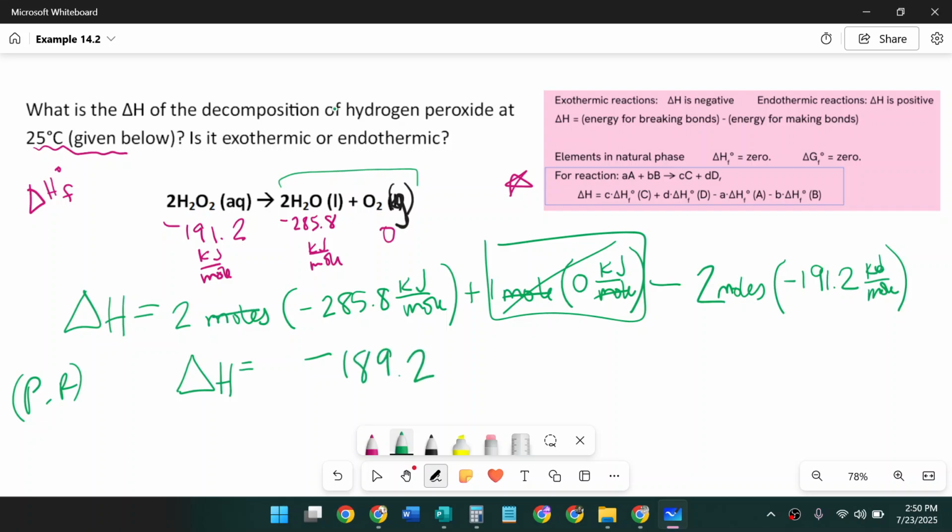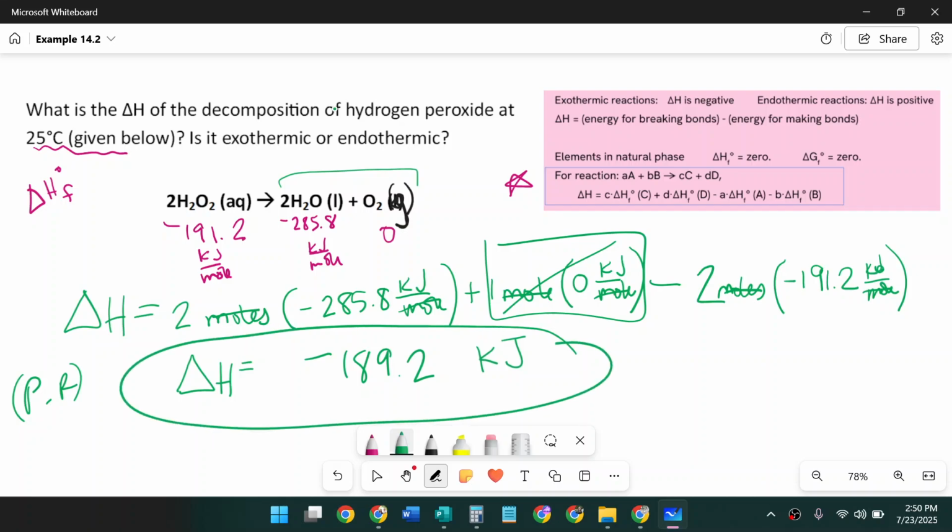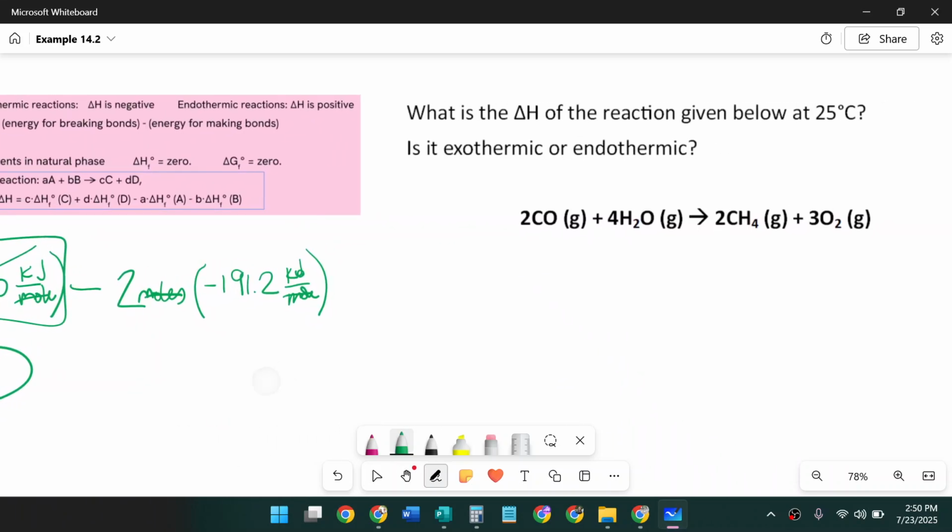And because all of our moles canceled in the problem, the unit is kilojoules. All right, so that's the answer to the first one in this example. The question that it asks next is, is it exothermic or is it endothermic? Because change of H is negative, this one is going to be exothermic.